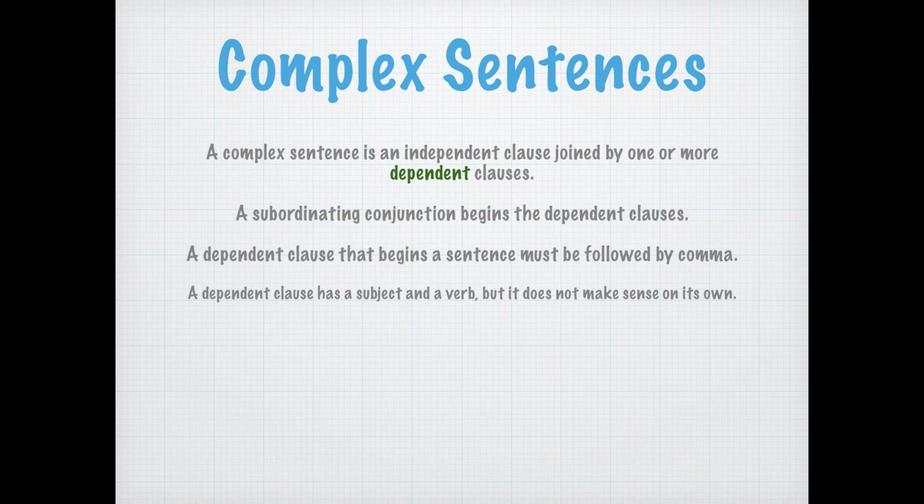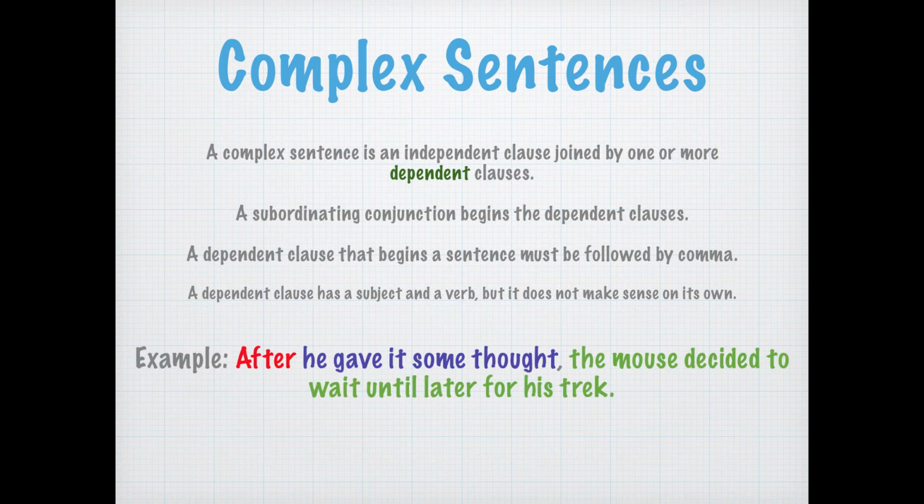This is probably a lot to swallow if you're new to this, so let me elaborate by giving an example. After he gave it some thought, the mouse decided to wait until later for his trek. So the first part of our sentence begins with a dependent clause. And remember, dependent clauses always begin with a subordinating conjunction. The subordinating conjunction being used here is after. After he gave it some thought.